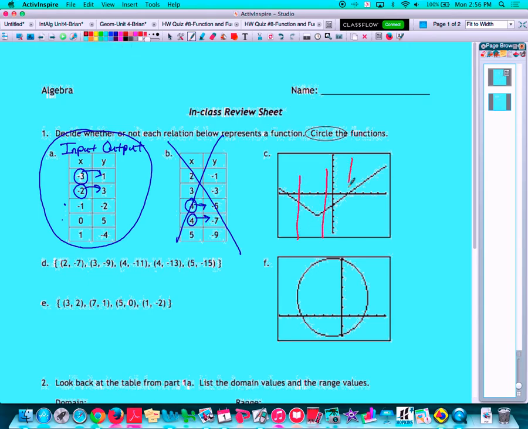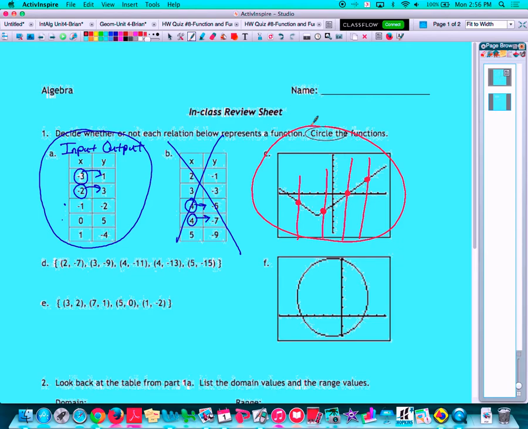So not a function. C, now with a graph, we have the vertical line test to help us determine if it's a function or not. So if we draw some vertical lines down here, we see that each one of those vertical lines only crosses the graph once, which means for an input along the x-axis, it goes to exactly one output. Input here goes to one output. Input on the x-axis goes to one output. So that is a function. Passes the vertical line test.